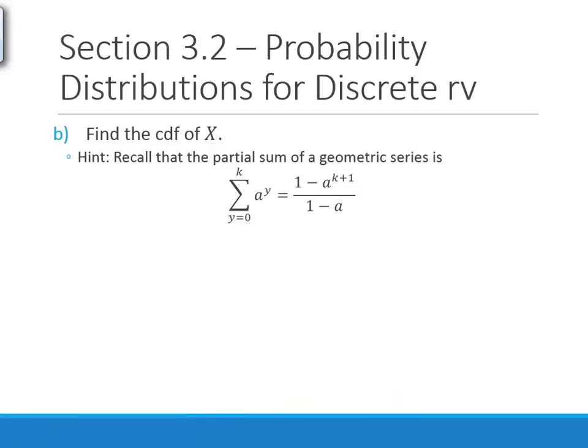Okay, so let me just quickly write down again. The PMF, P of x, equals (1 minus q) to the x minus 1 times q for x equal 1, 2, and 3, and so on. And it equals 0 otherwise.